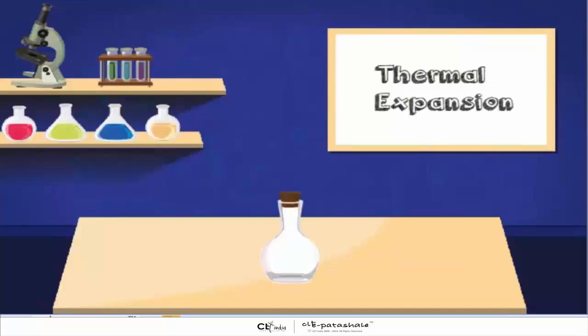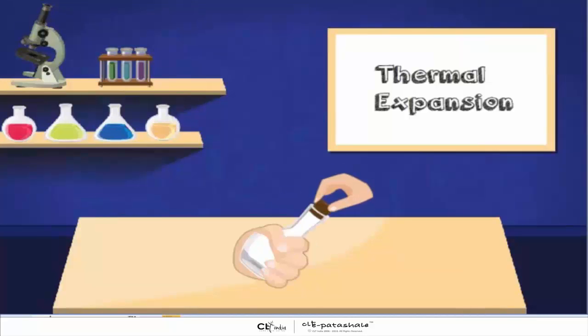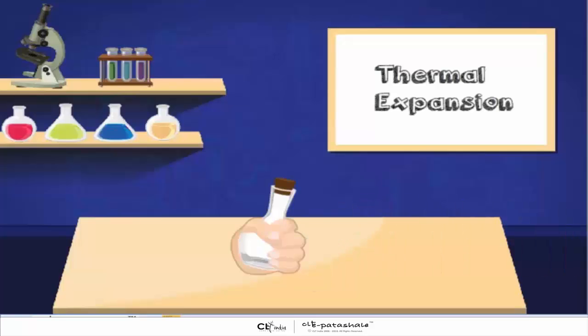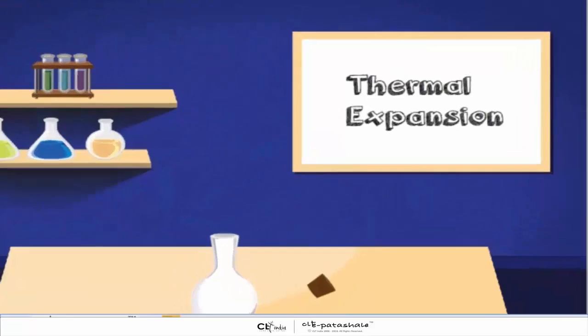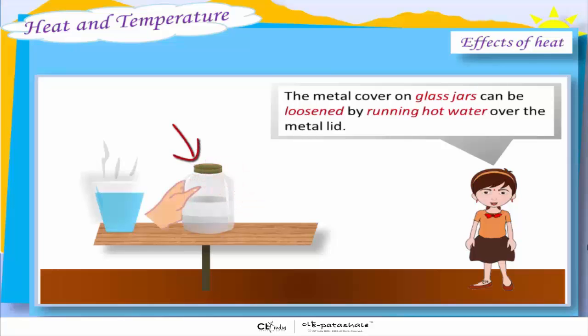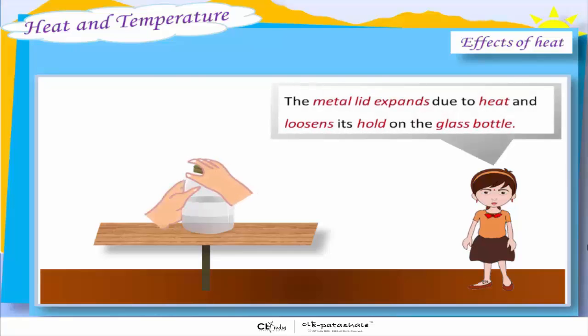Thermal expansion. It is our common experience that when the stopper of a bottle is stuck, we heat the mouth of the bottle. The mouth expands on heating and the stopper comes out easily. The expansion of substances on heating has many uses in our daily life. The metal cover on glass jars can be loosened by running hot water over the metal lid. The metal lid expands due to heat and loosens its hold on the glass bottle.